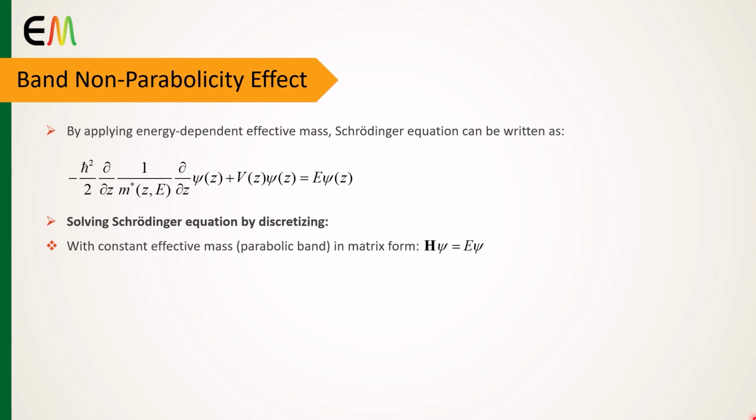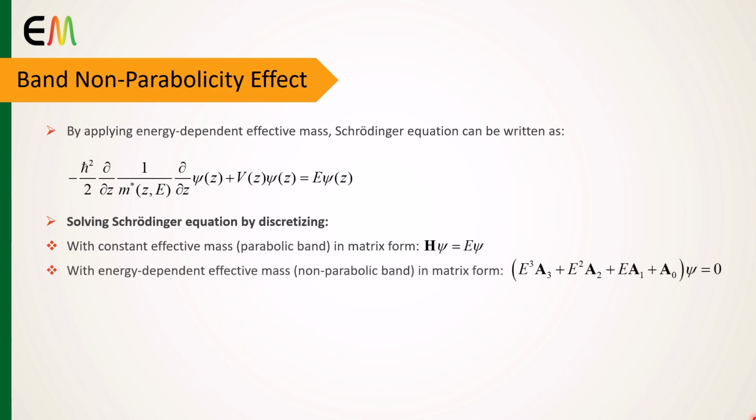Incorporating band non-parabolicity into matrix methods is unfortunately more complicated than with the traditional iterative method, because the energy appears within the coefficient matrix. This means that the matrix no longer contains constant coefficients and is instead a function of energy. As such, it becomes a nonlinear eigenvalue problem which cannot be solved directly using the rapid methods. Solving such a problem needs nonlinear algebra operations.